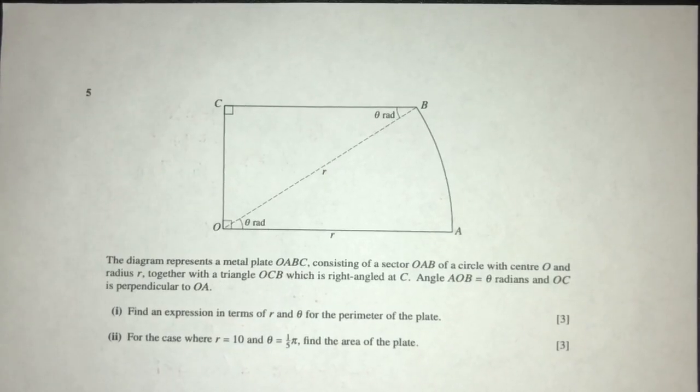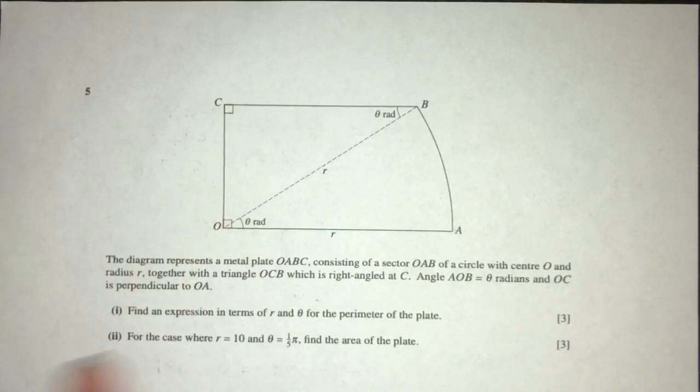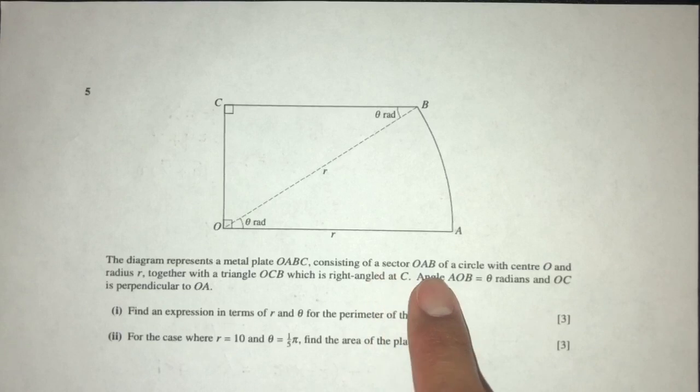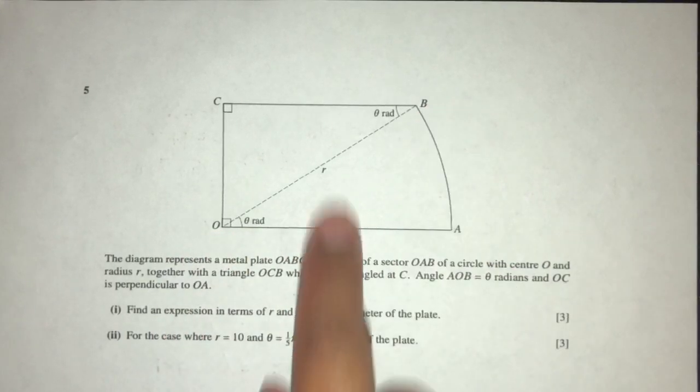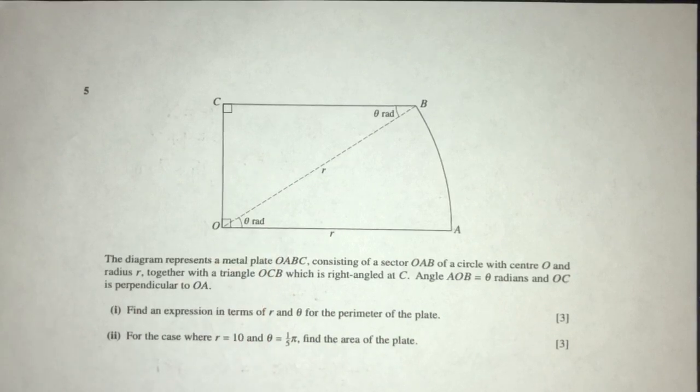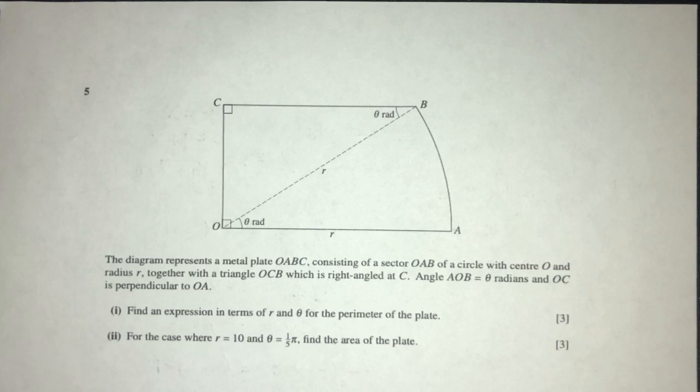Okay, so let's move on to the next question. The diagram represents a metal plate OABC, consisting of a sector OAB of a circle, center O, radius R, and the angle is theta. Now, we have radius R together with a triangle OCB on top, which is a right angle triangle at C.